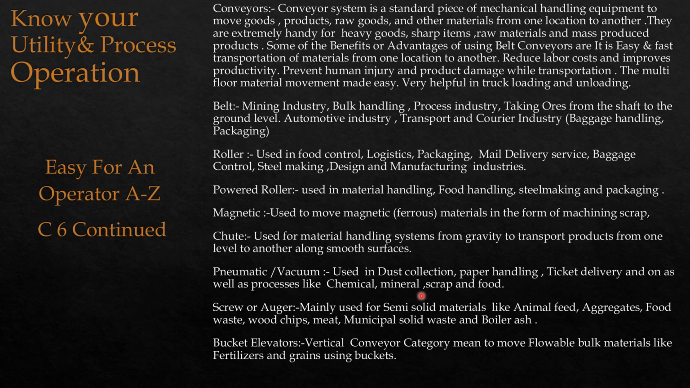as well as processes like chemical, minerals, scrap, and the food industry. Another important conveyor is the screw conveyor or auger conveyor, mainly used for semi-solid materials like animal feed, aggregates, food waste, wood chips, meat, municipal solid waste, and boiler ash. Another important conveyor is the bucket elevator, a vertical conveyor category meant to move flowable bulk materials like fertilizer and grains using buckets.